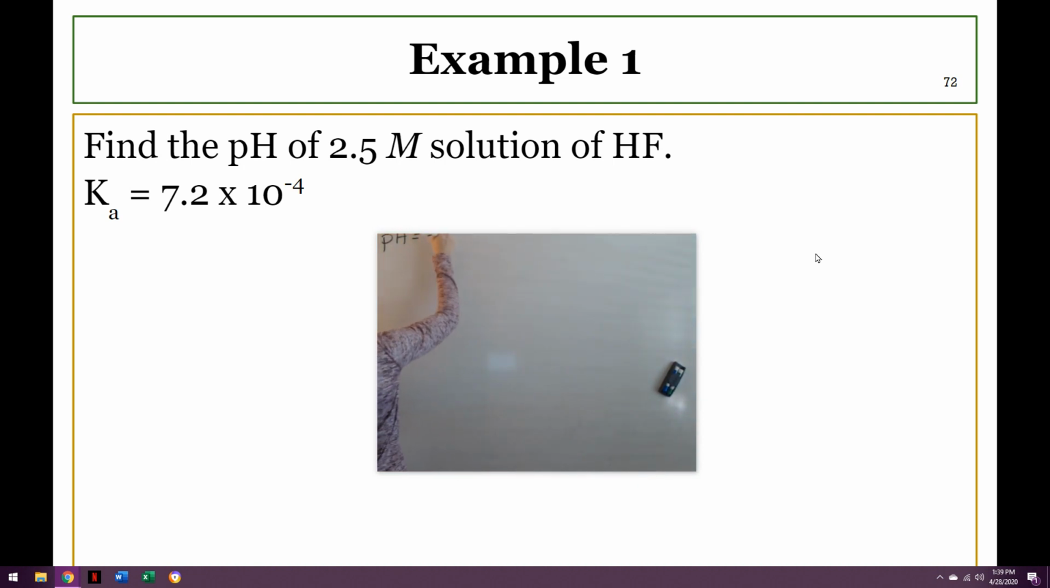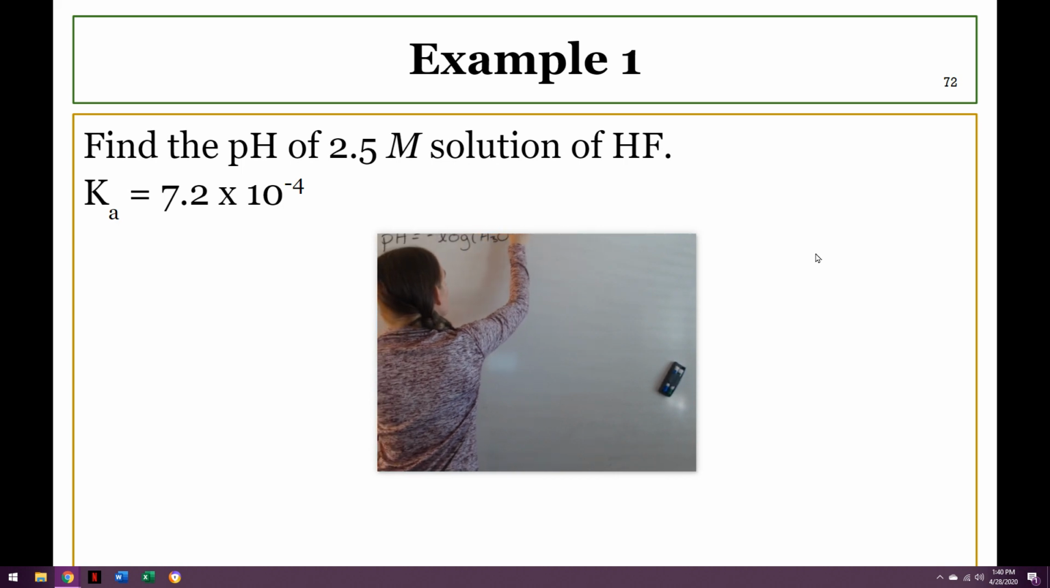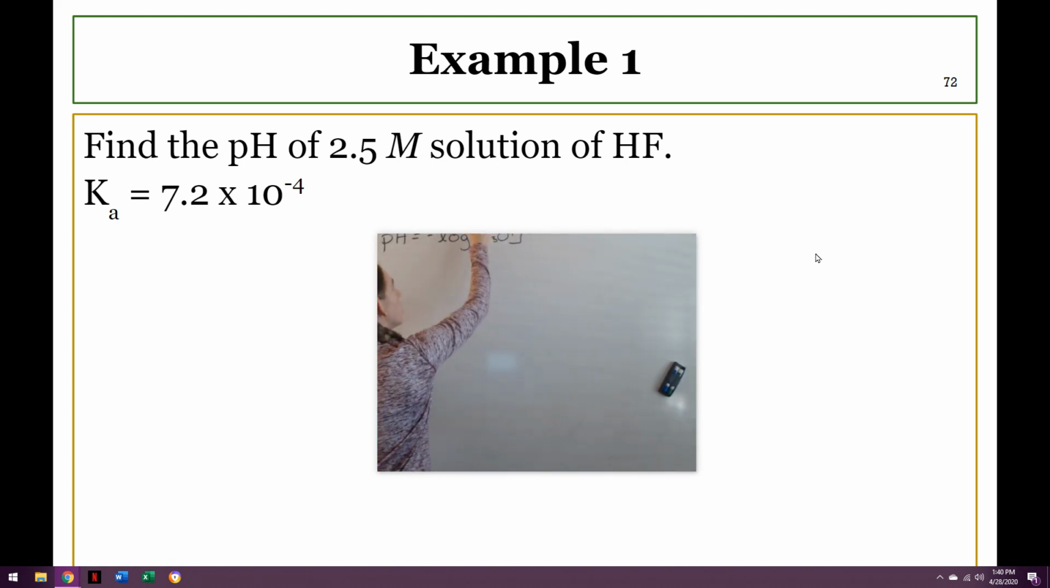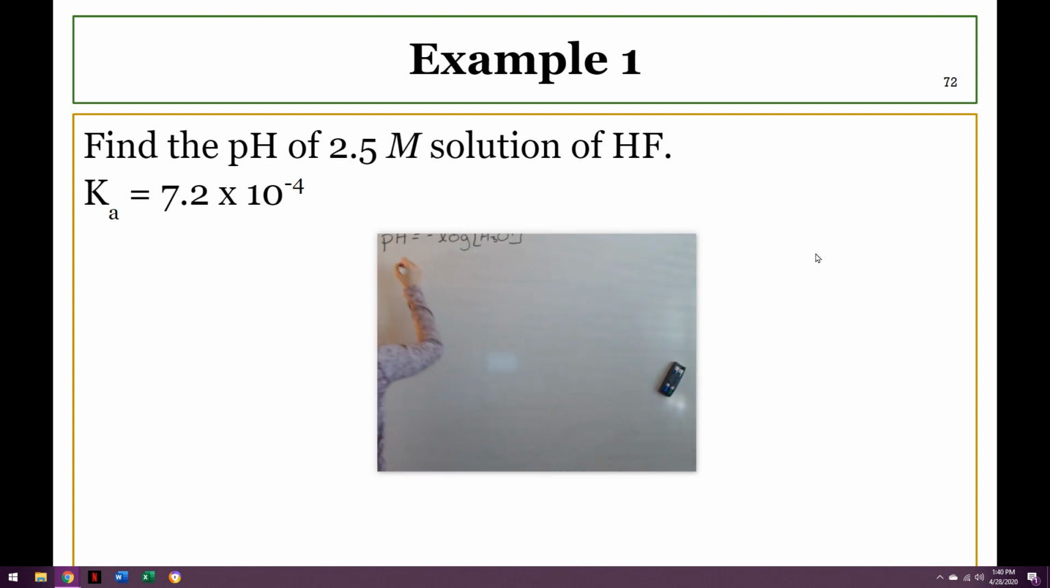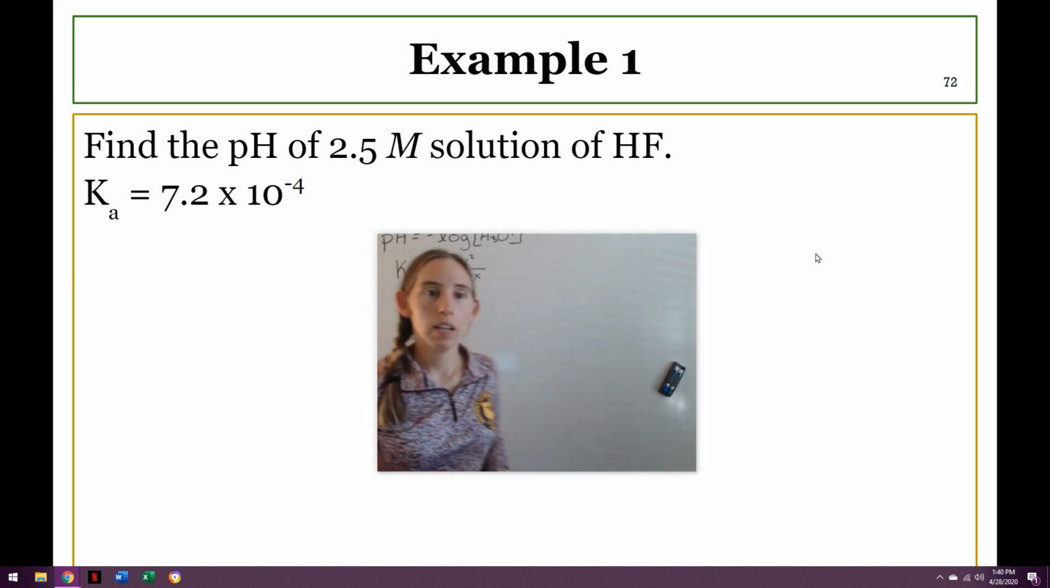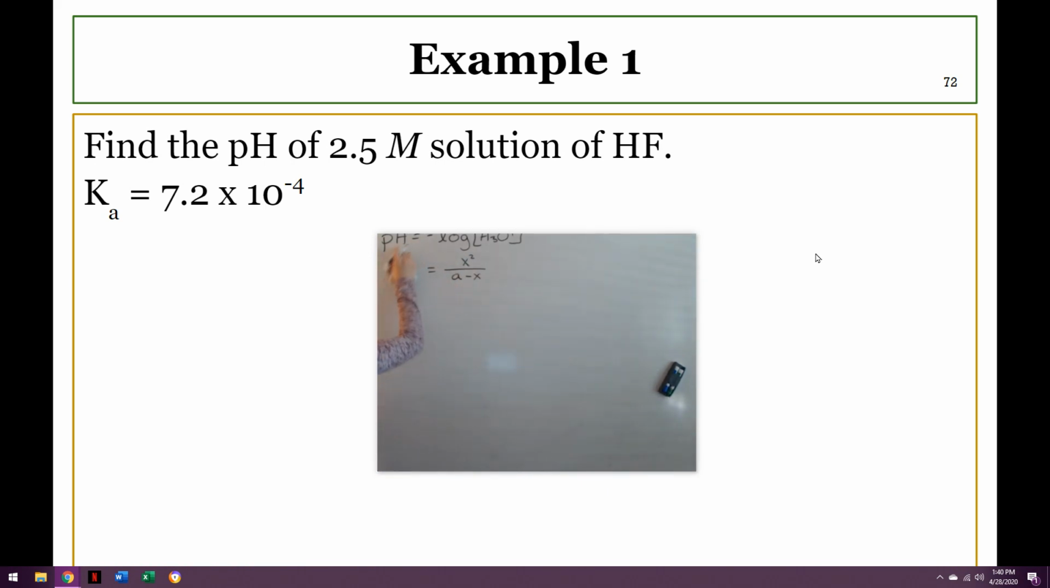Write out your equations here really quick, or at least underline them on your periodic table. pH is equal to the negative log of the concentration of H3O. And then H3O is what x is equal to right here. A minus x, we'll ignore the x in a moment. And our Ka is equal to what's given in the problem. So let's go ahead and write that out. We have 7.2 times 10 to the negative 4.